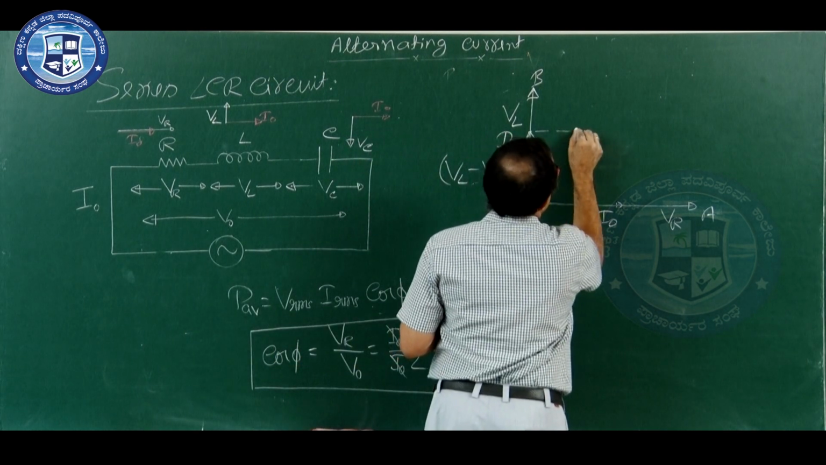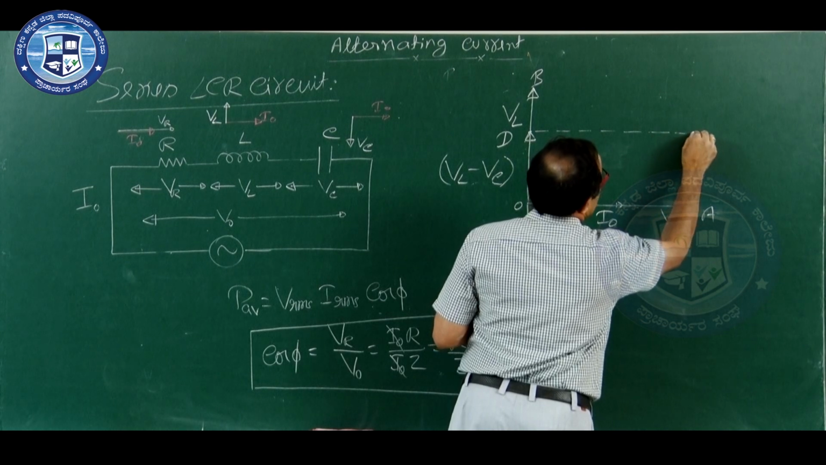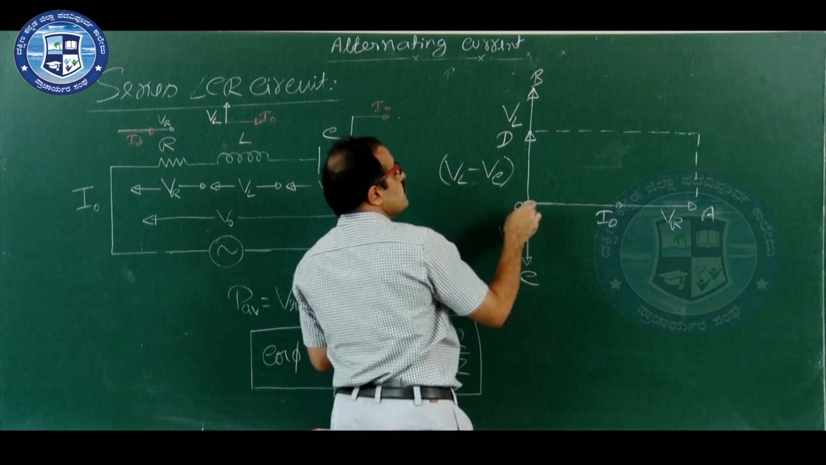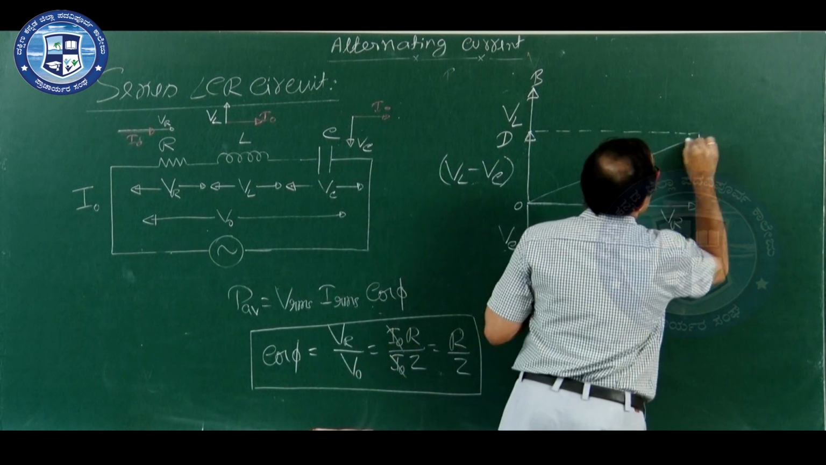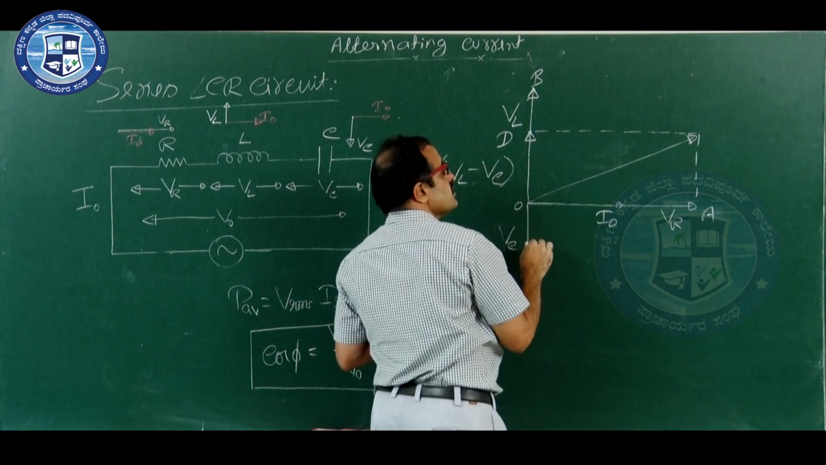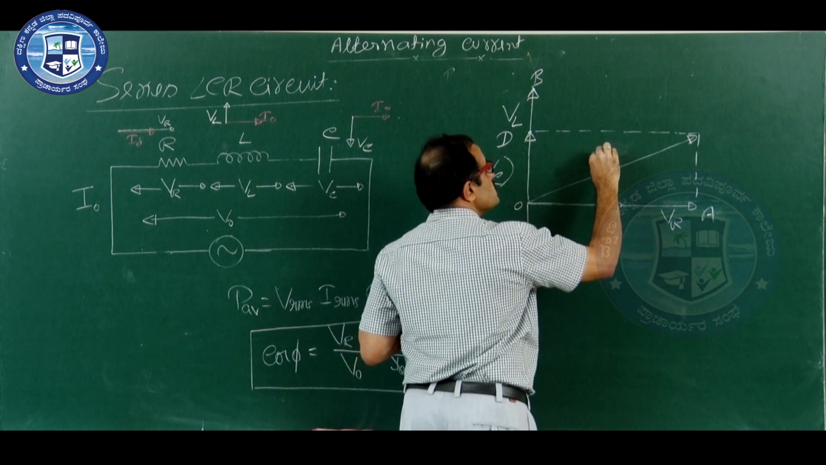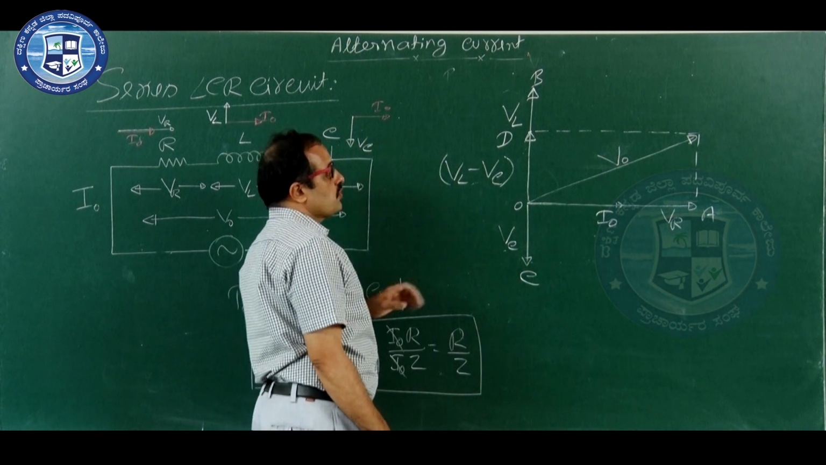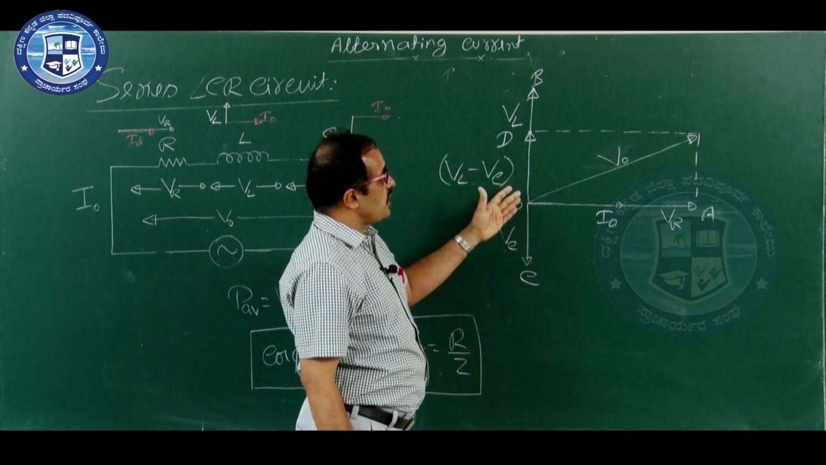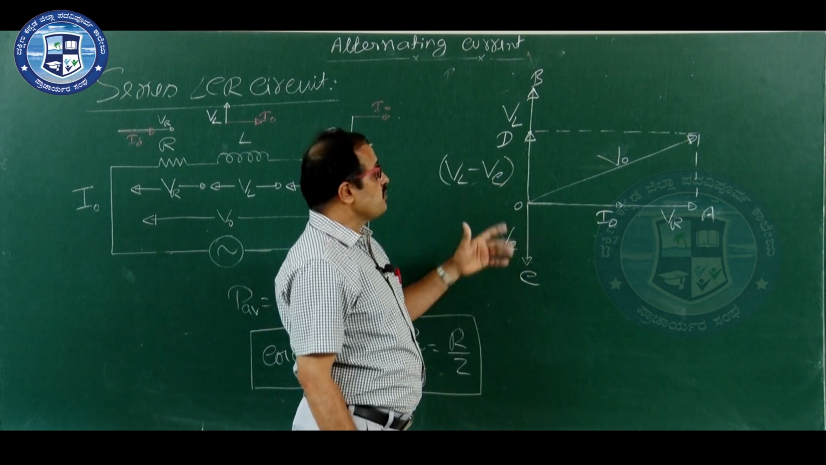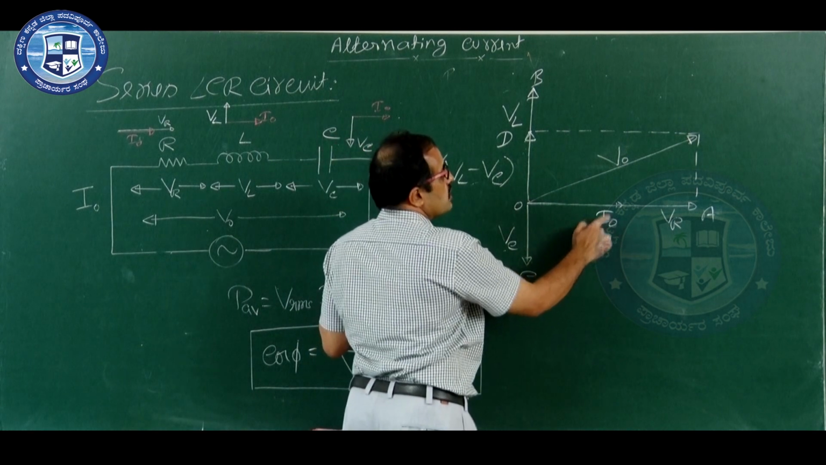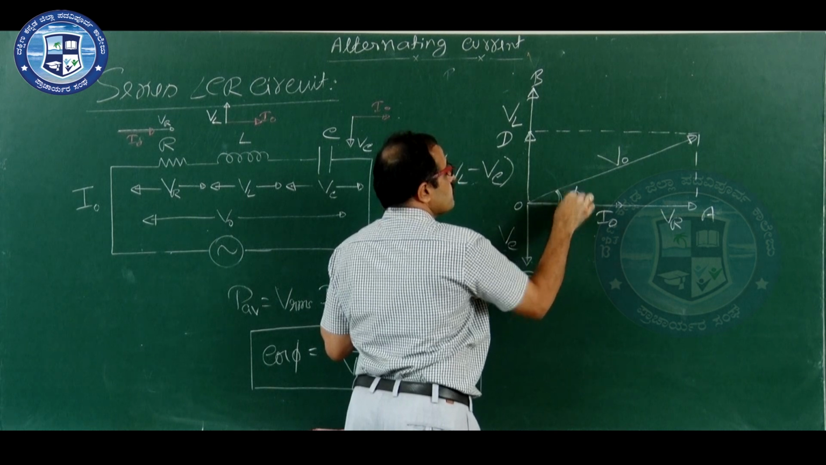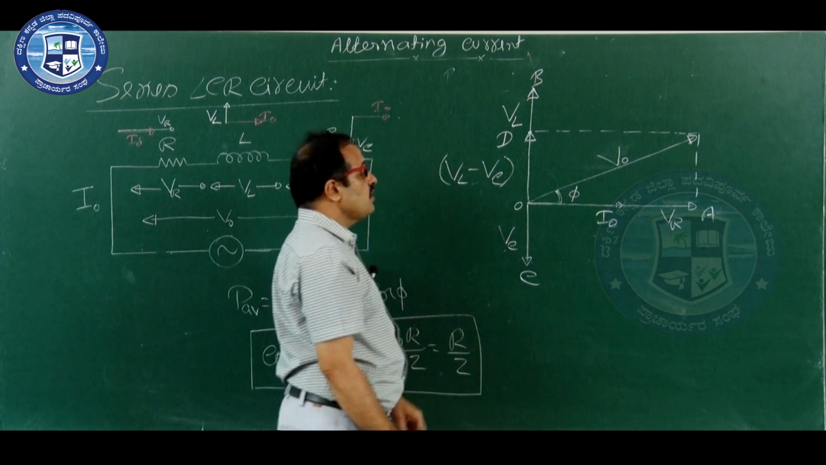So, complete the parallelogram. It is the resultant of VR, VL and VC. Then this diagonal represents the resultant of all the 3 peak values, that is V naught. So, for the exam you draw this diagram, it is enough for a 5 marks derivation, and it is I naught, it is V naught, and the angle between them is phi, the phase difference between current and voltage.